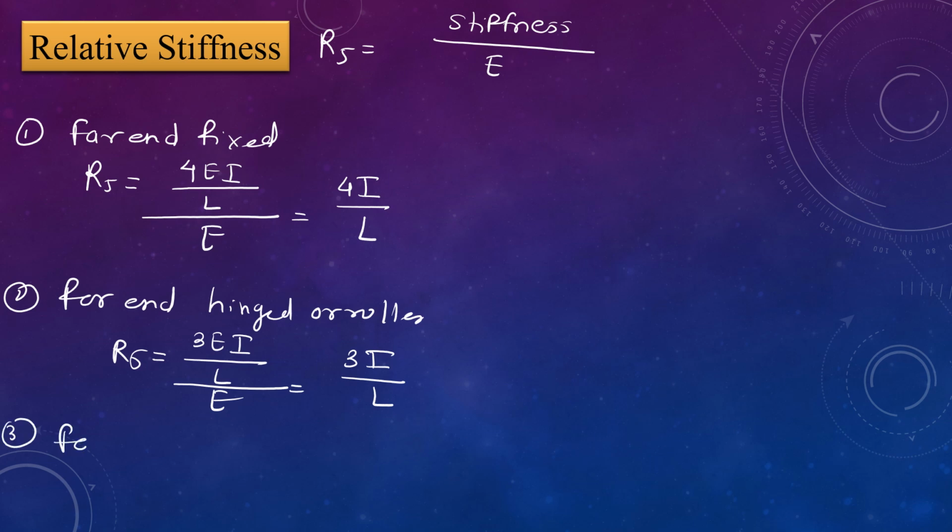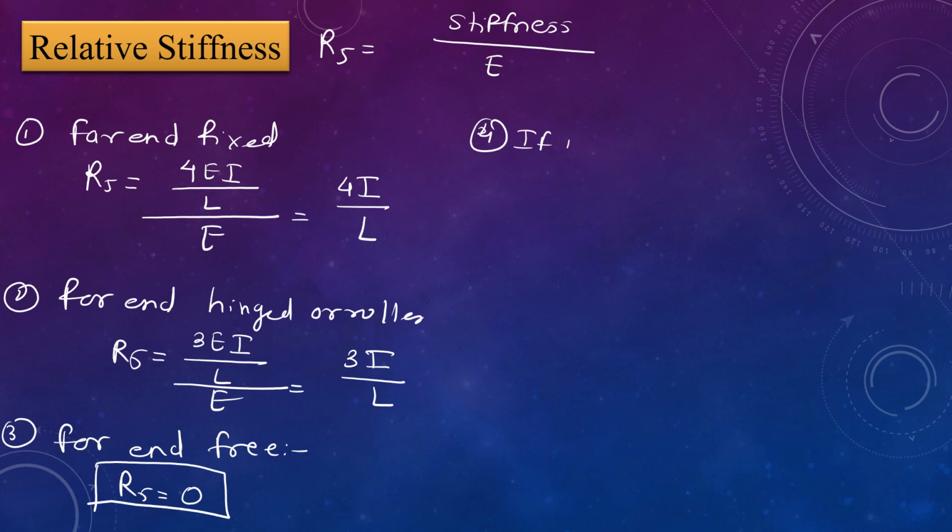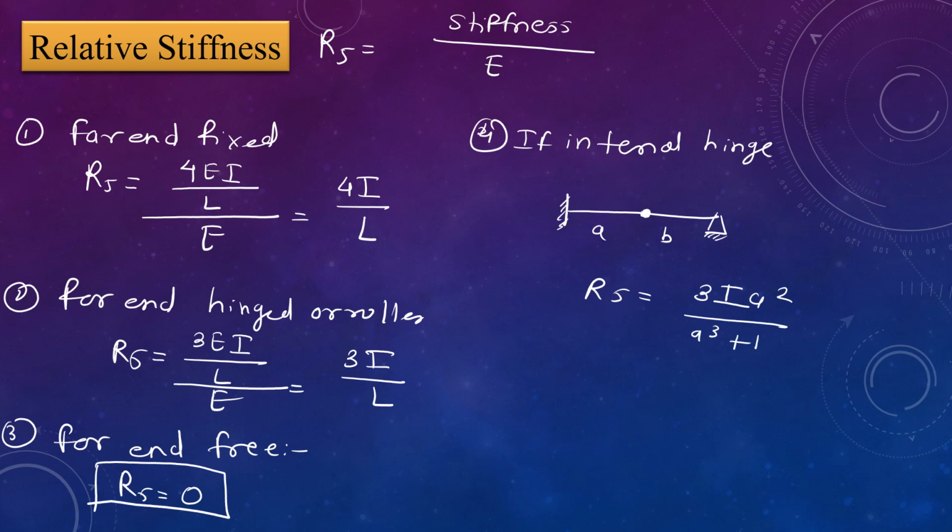Then third is far end is free. The value of stiffness here is equal to 0. So total relative stiffness value after calculation we get 0. Okay, so these are the relative stiffness values. And last condition is if internal hinge is present. If this is the beam and in that beam internal hinge is present, A and this is B distance, then this is the formula to calculate the relative stiffness, 3I A square divided by A cube plus B cube.